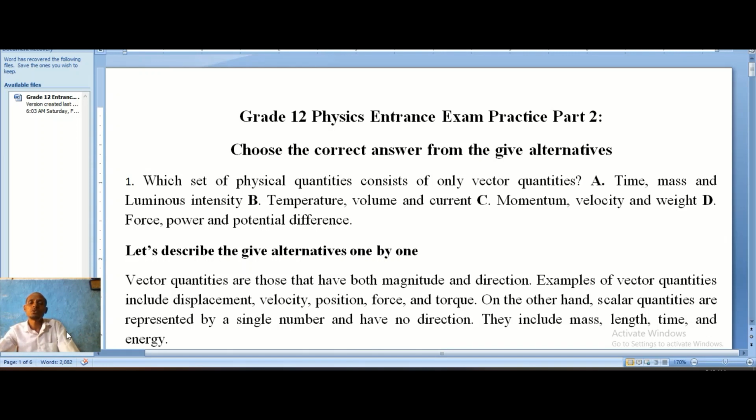Choice A, time, mass and luminous intensity. Choice B, temperature, volume and current. Choice C, momentum, velocity and weight. Choice D, force, power and potential difference.